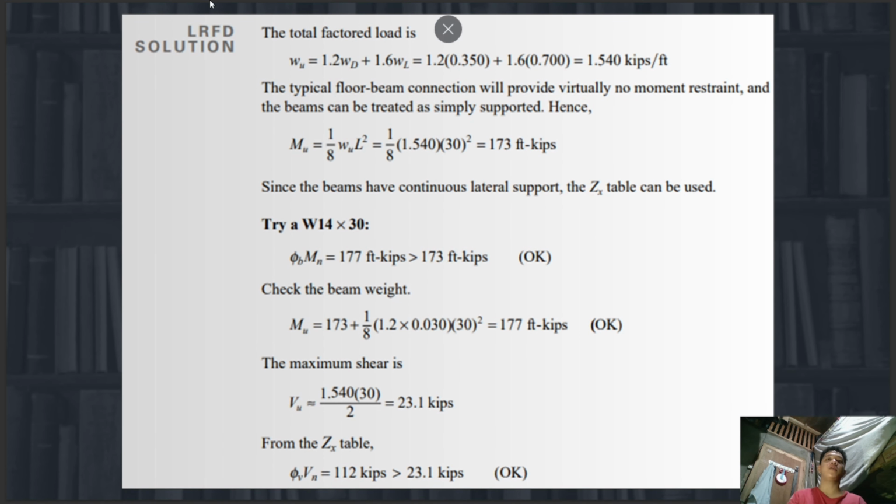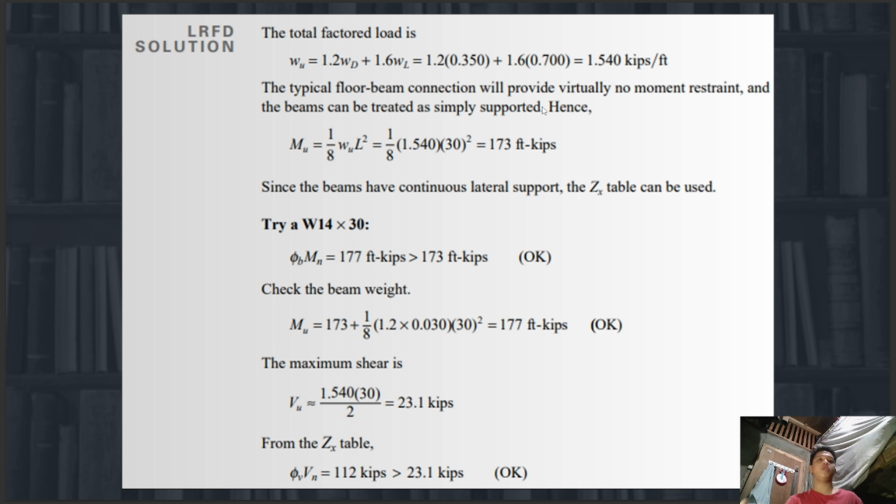Then the total factored load: the formula in LRFD is 1.2D plus 1.6L. This equation gives the largest governing load. Other cases may also apply, for instance when there are other loads such as wind load, snow load, etc.